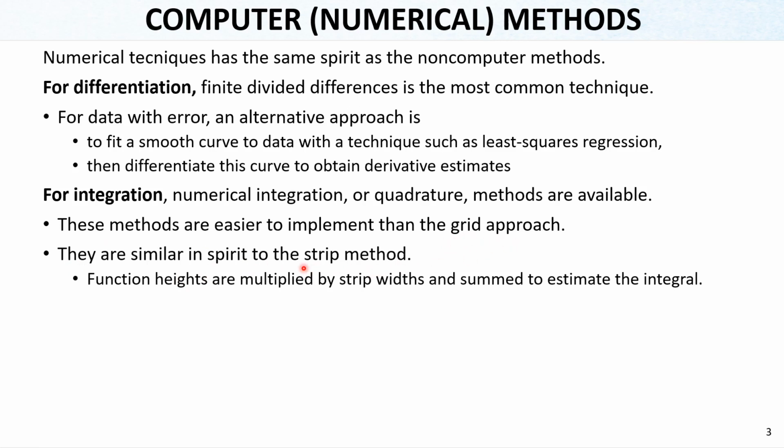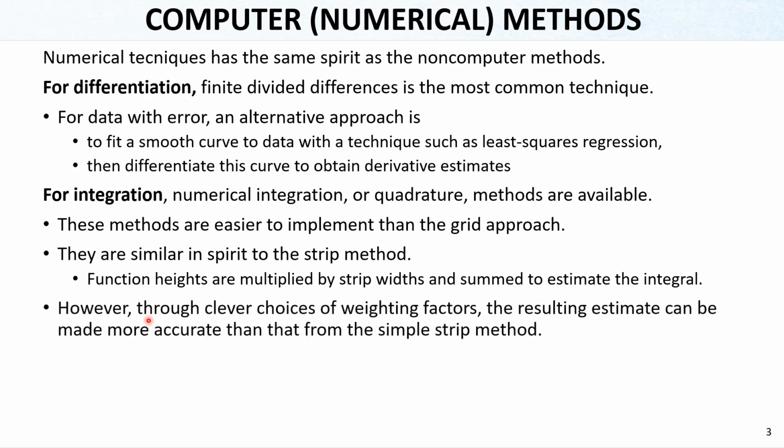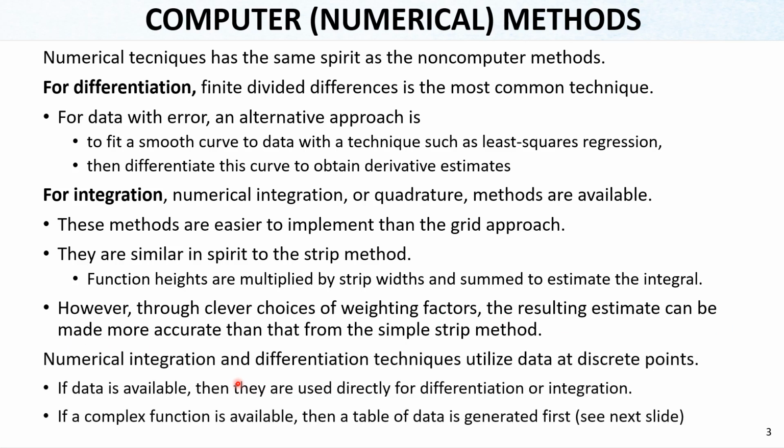In the grid approach, you need to sum all the squares. In the strip method, we have strips and you sum them. And usually the computer methods for integration are based on this strip method. Function heights are multiplied by strip widths and summed to estimate the integral. However, through clever choices of weighting factors, the resulting estimate can be made more accurate than that from the simple strip method. So we can have better choices of the weighting factors or the strips to get a better approximation of the integral.